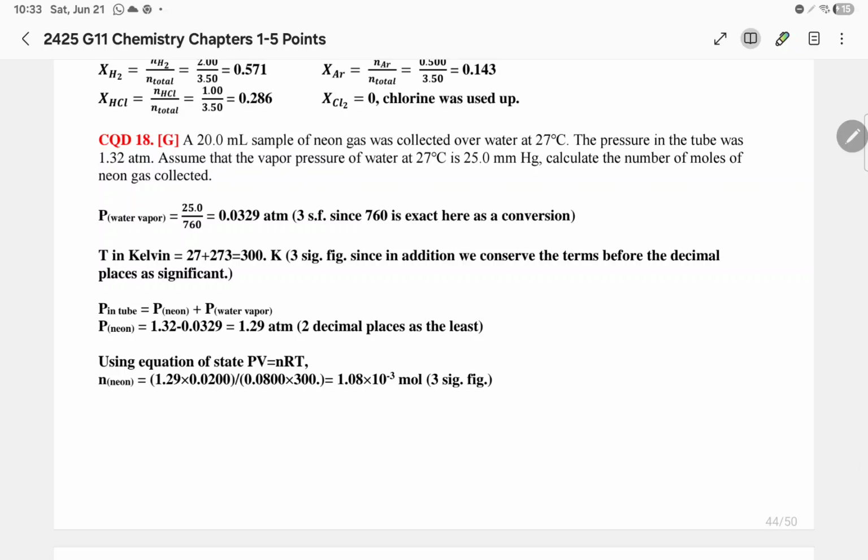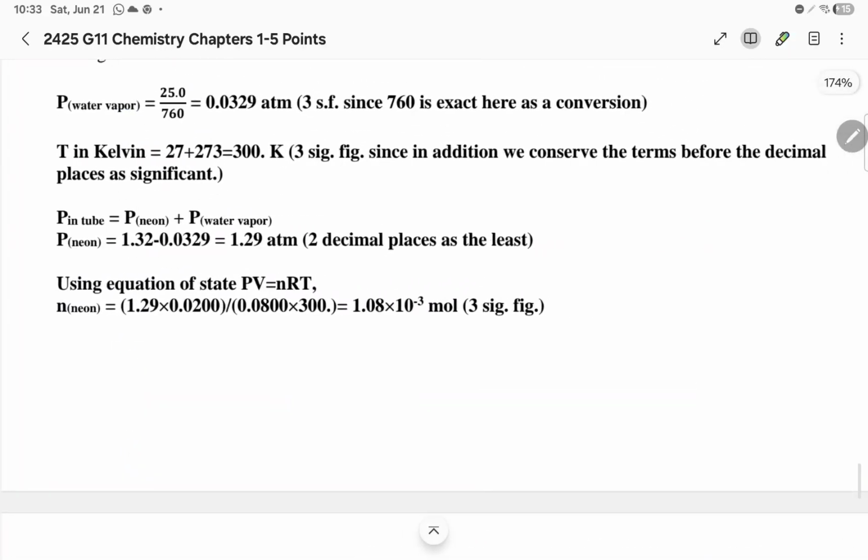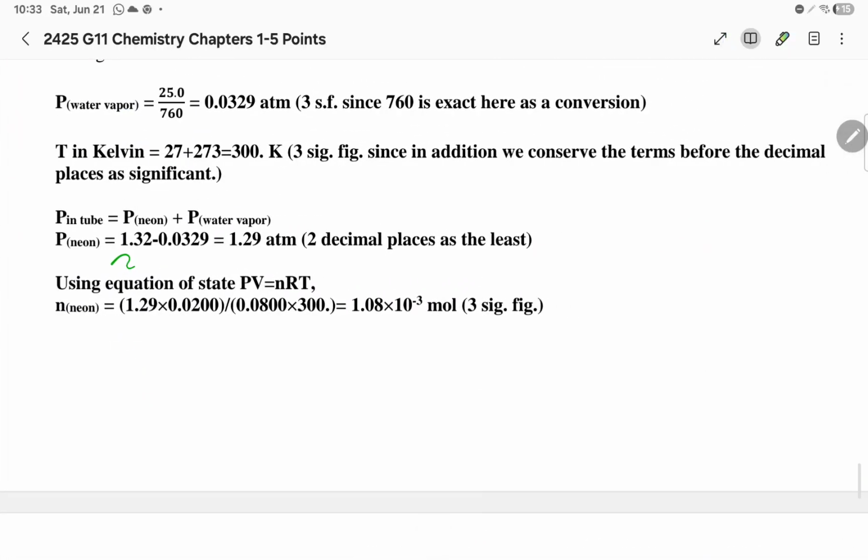You had to find the pressure of neon. Now, it is minus. My bad, I did not realize. I thought this was pressure of neon. This was pressure in the tube. So the pressure of neon is this minus this. It was correct. My bad, guys.